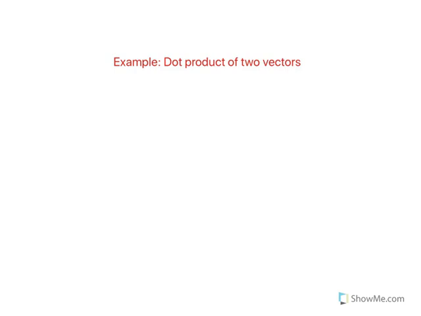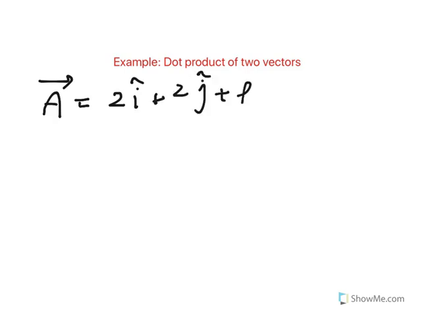Okay, in this lesson we want to look at an example of the dot product of two vectors, and then how also based on the definition of the dot product find the angle between the two vectors. So let's say you have two vectors, vector A, which is given as, let's say, 2i plus 2j plus k. So it's a three-dimensional vector. It has all x, y, and z components.